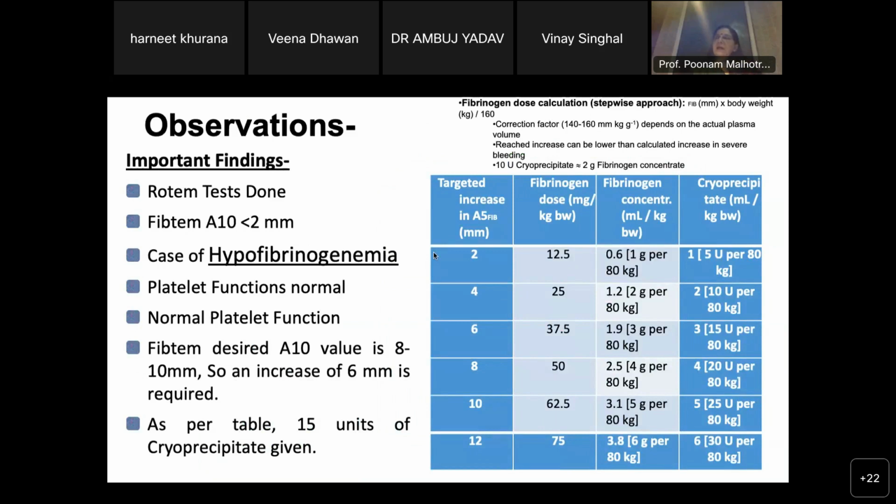And we calculated, and we saw that according to these calculations, FIBTEM was less than 2 millimeters, and the desired value that we want is 8 to 9 millimeters. So as per the table here, we needed, according to the body weight of the patient, about 15 units of cryoprecipitate, and we gave it over 24 to 36 hours slowly, and our patient did wonderfully well without needing a re-exploration. The tamponading effect went away. We didn't have to open the chest, and the patient did well.